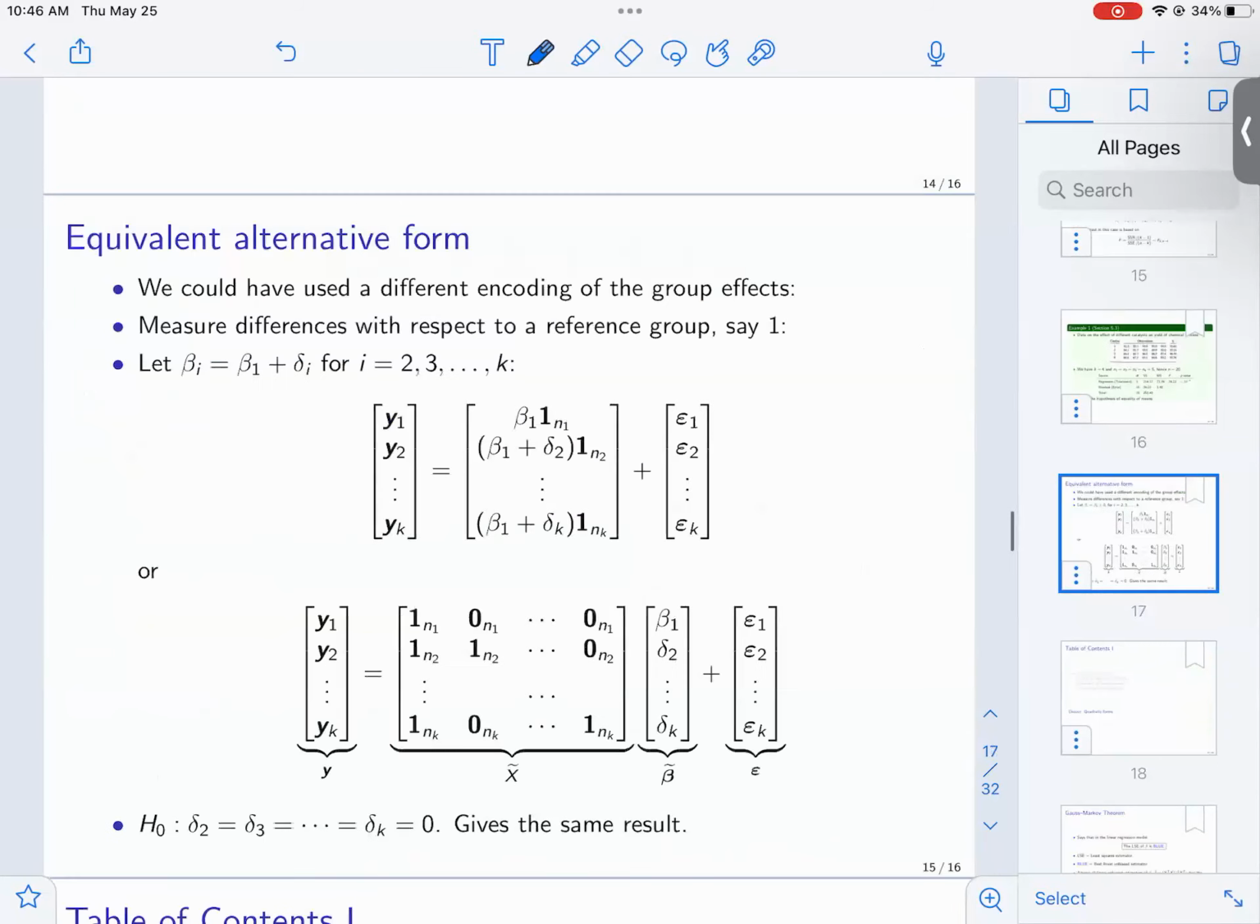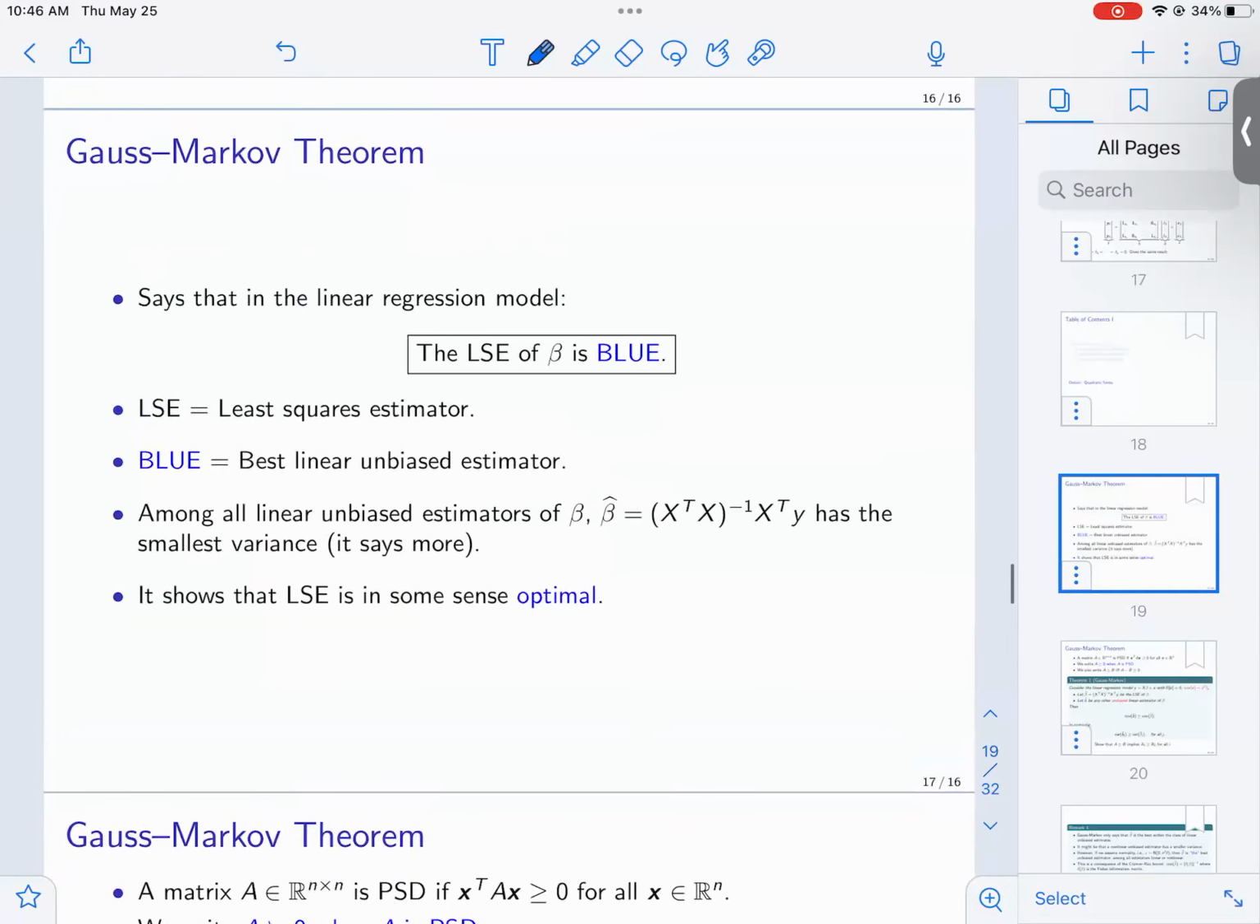Once we're done with that, we come back to a couple of other things like quadratic forms and the Gauss-Markov theorem, and then move on. Okay.